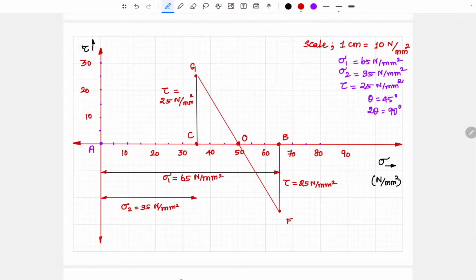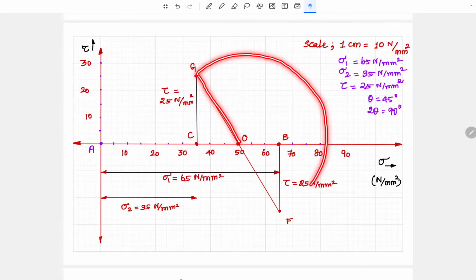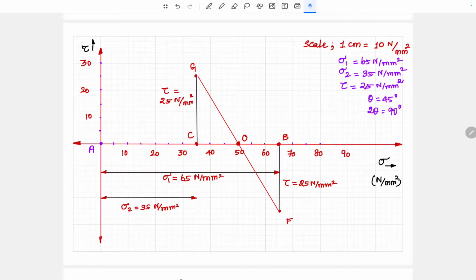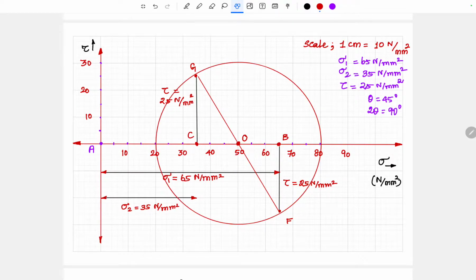And after that, by taking O as center and OG as radius, we need to draw a circle. Okay, now I have drawn the circle. So now what we have done is, we have marked sigma 1, sigma 2, tau, and then we have marked the GF line, and based on the center O and radius of OG we have drawn the circle.